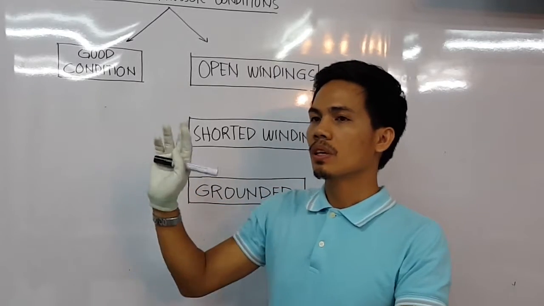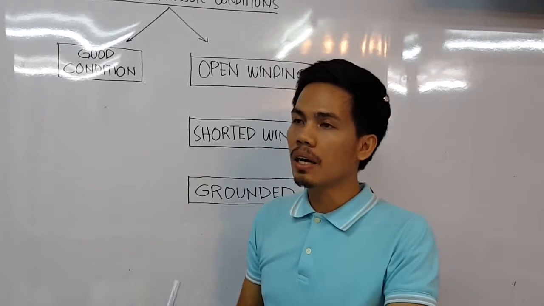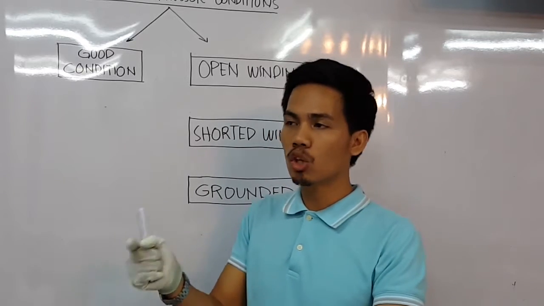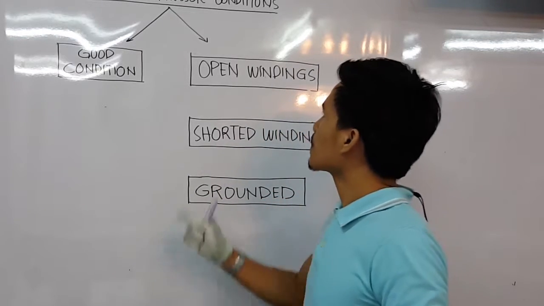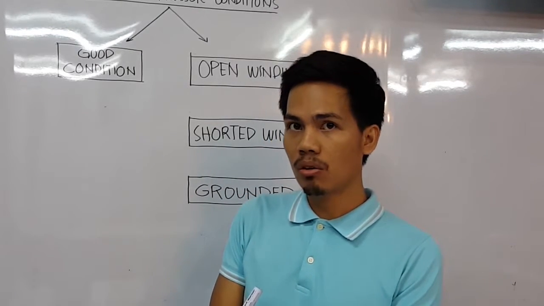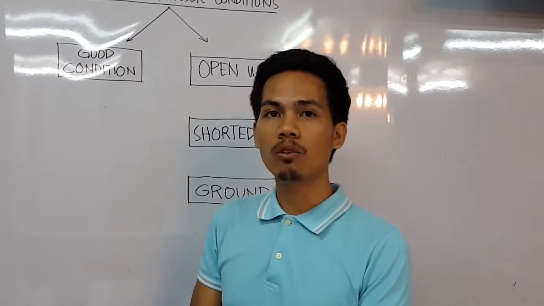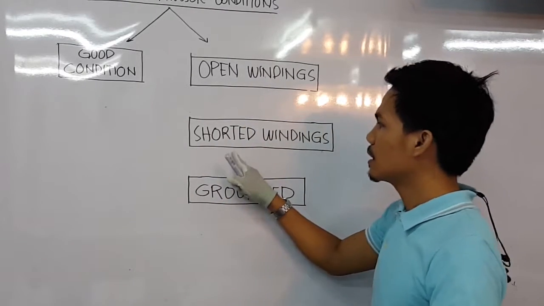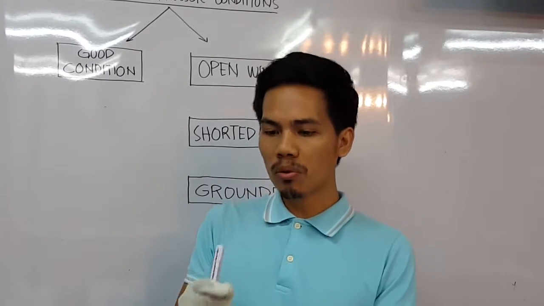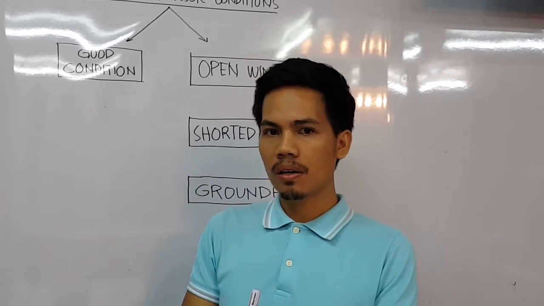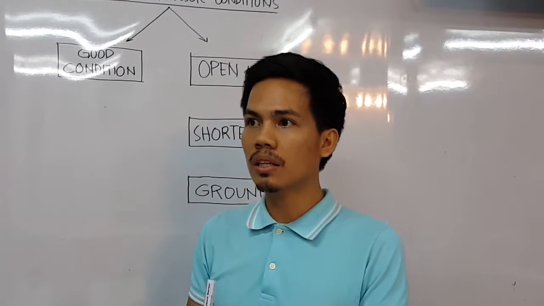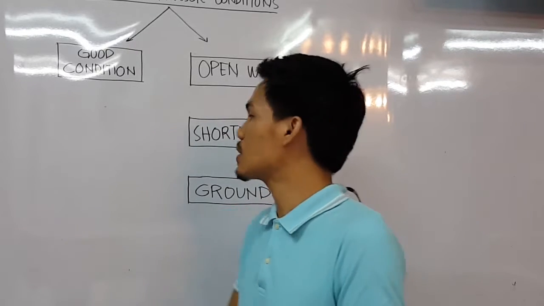Good condition. The reading is accordingly: common to start is the highest and common to running is the lowest reading. For open windings, it is possible that one of the windings is open, or both have no reading. Then we have shorted. For shorted, it is also possible that common to running, or common to running and common to start, has zero resistance.